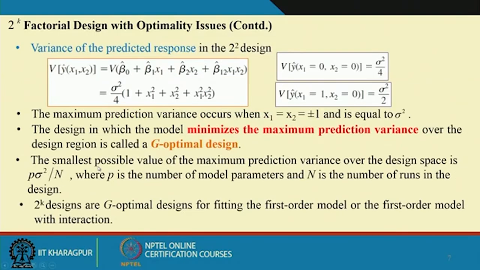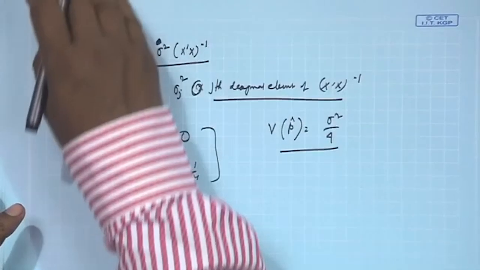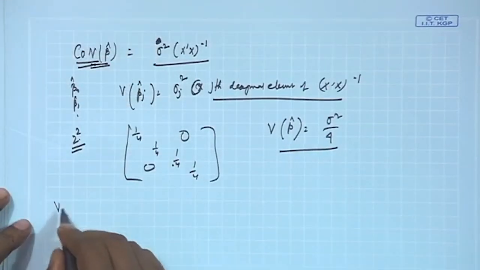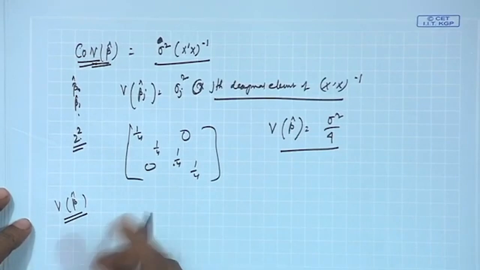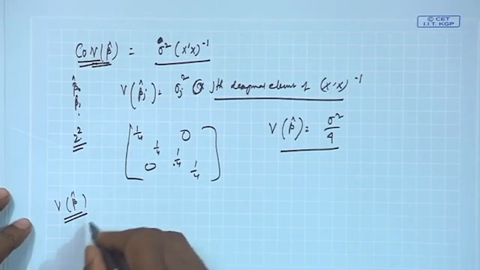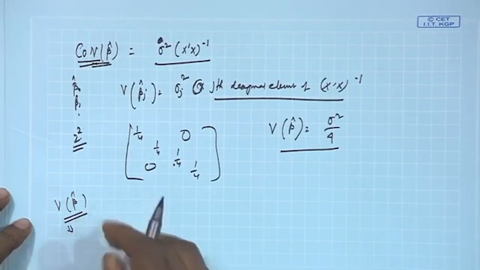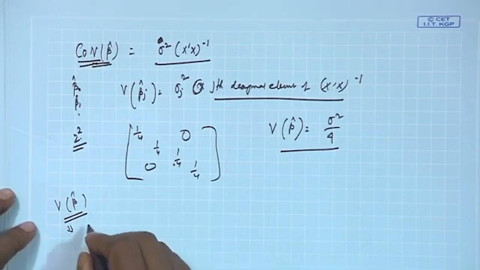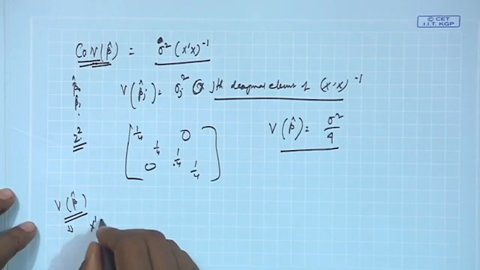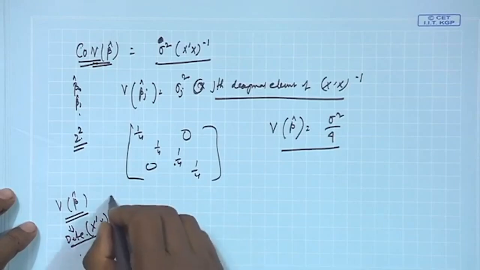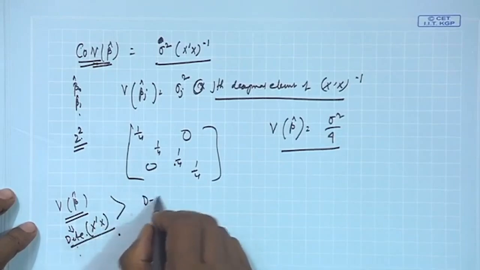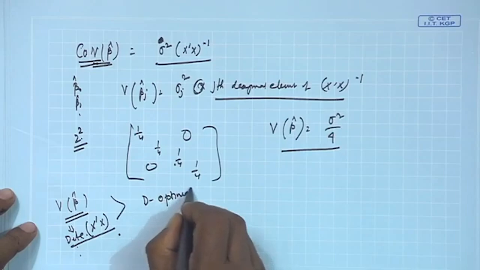So, essentially what we have done then, we have explained from the optimality point of view that the variance of beta should be minimized, and it is done in the 2 to the power k design using the least square estimates in the manner that it maximizes the determinant of this, and collectively this design is known as D optimal design. So, what do I mean?